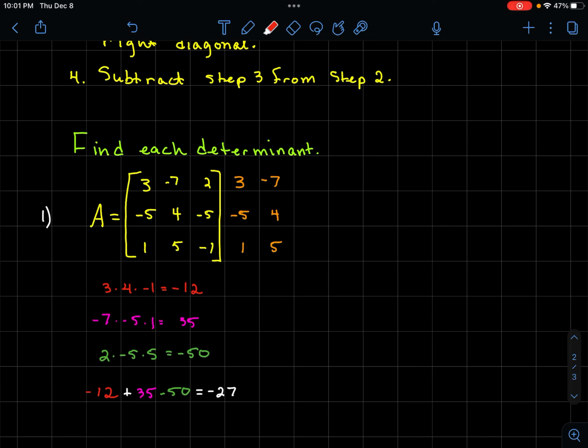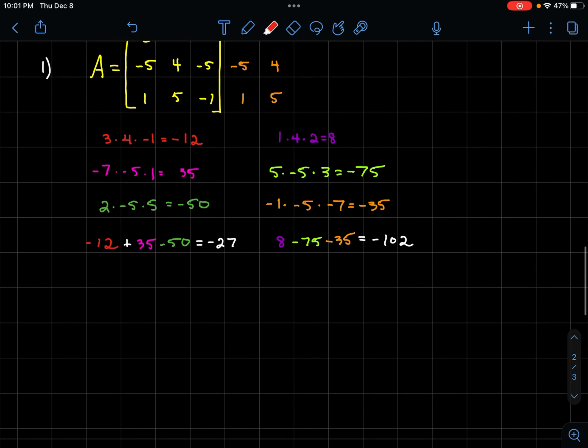Now we're going to start in the bottom left-hand corner. And we're going to go with 1 times 4 times 2. That product will give us 8. Jump over to 5. 5 times negative 5 times 3. That product will give us negative 75. And the last diagonal that we're going to multiply will give us negative 1 times negative 5 times negative 7. And that product will give us negative 35. And just as we did with all of our left diagonals, all these right diagonals, we're going to add up 8, negative 75, and negative 35 to give us negative 102.